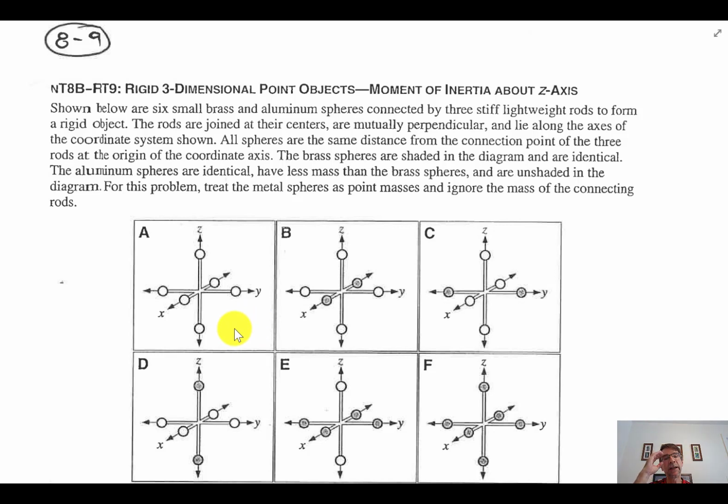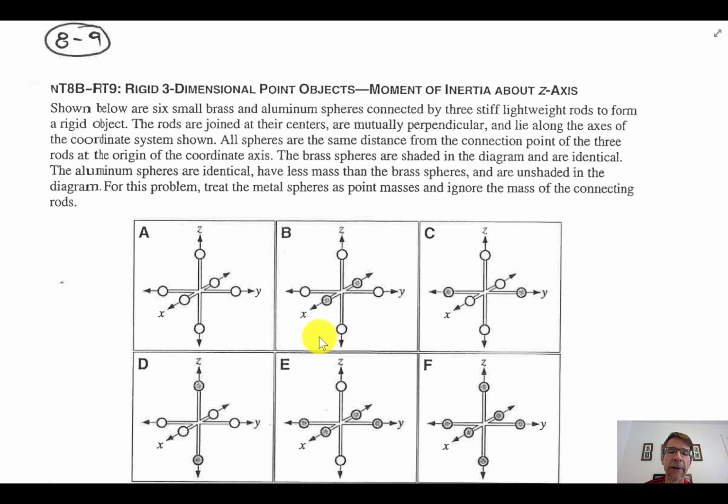In this case, there's 3 massless sticks, axes, X, Y, Z axes, all perpendicular, and they have weights on the end. In this case, what they're saying is the little weights on the end are point masses. They basically have very little size because we want to concentrate on the moment of inertia, rotational inertia. But there's some brass ones and some aluminum ones. The brass ones are shaded.